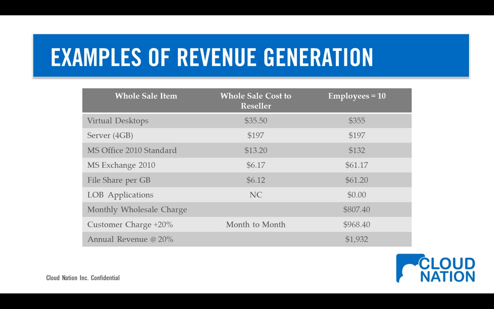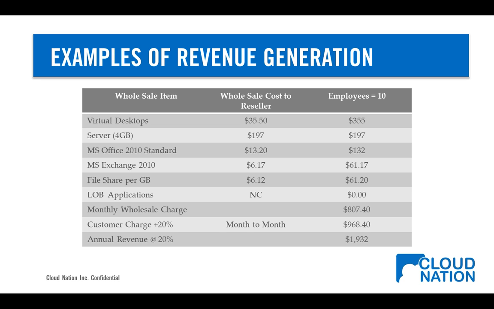And then your wholesale charge is $107.40 in this particular example. You can add 20% to it, you can add 50% to it, you can double it, whatever you feel is necessary. But remember, this is month to month. So if they need 12 users the next month, you can just increase the first line and the Office and the Exchange, and then you can drop it down to 8 the following month, or you can run it up to 50 the next one.